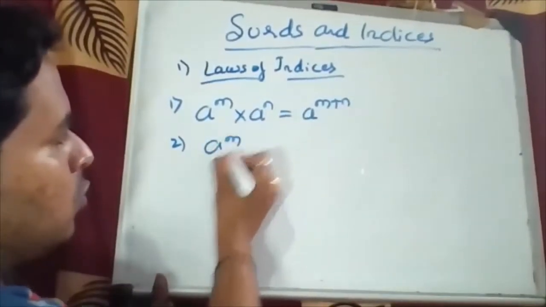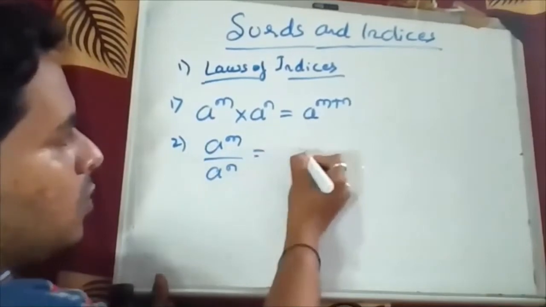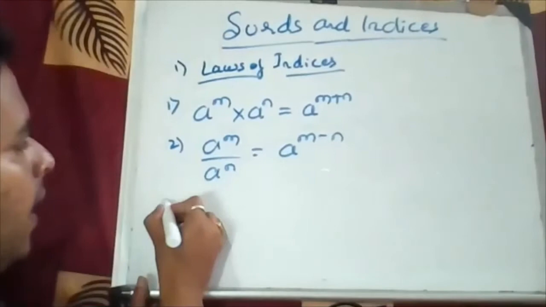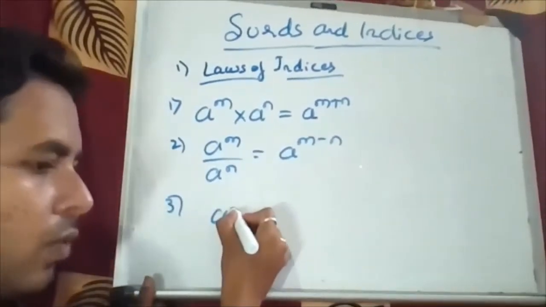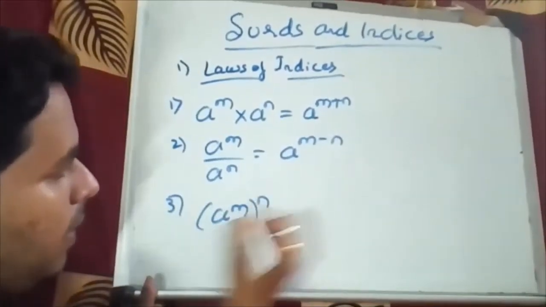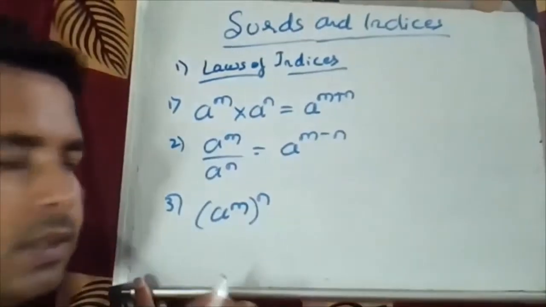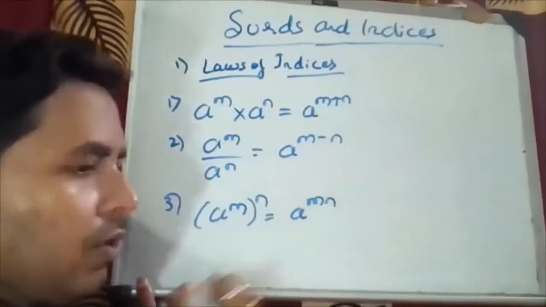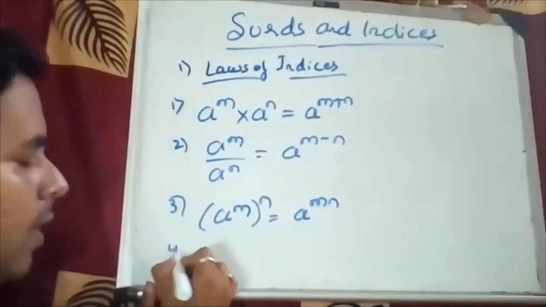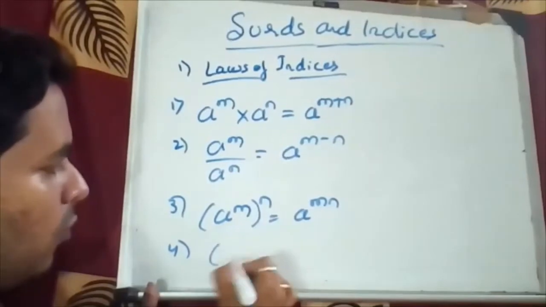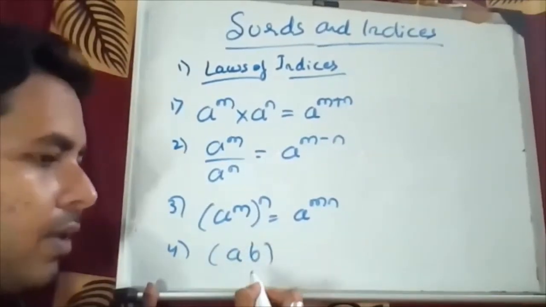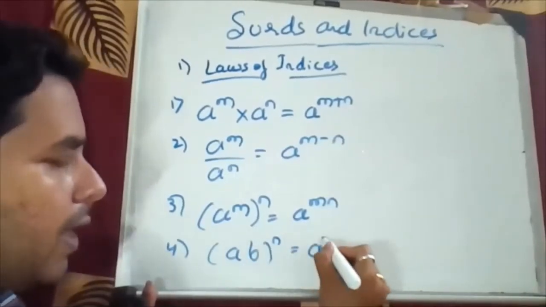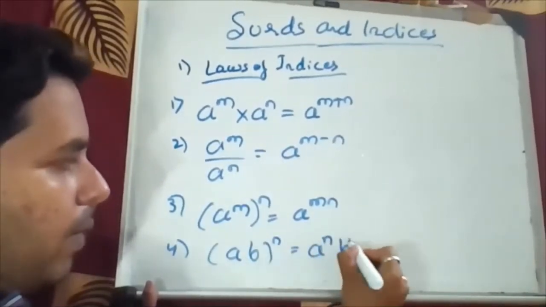If I divide these two values, a raised to m by a raised to n, the answer will be a raised to m minus n, subtracting. And if it is a raised to m, whole to the power n, your answer will be a raised to m into n; m and n will be multiplied. And the fourth one, if a and b are two different numbers, and I multiply them with their indices, it will be a raised to n and b raised to n.